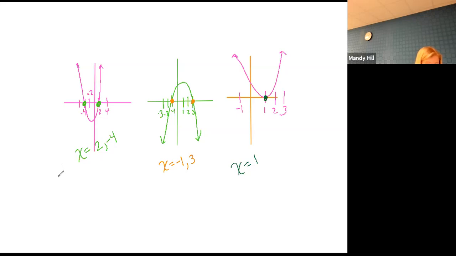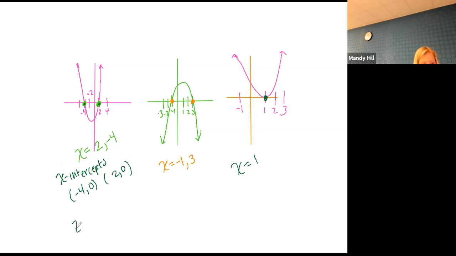So we have some wording here. The wording is, what are the x-intercepts on this one? Well, the x-intercepts are actually points. So this point right here would be the point negative 4, 0. The other x-intercept is right here, which would be the point 2, 0.